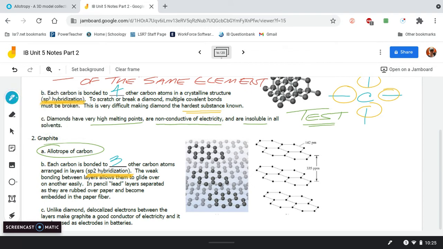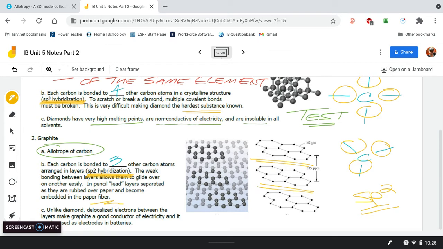If we draw out 3 of them, we can see that hybridization. If I do 1, 2, 3, and they're all connected to carbons, then there's 1, 2, 3. That's only going to be the sp2 hybrid. And then this concept of the layers that you can rub off with just a little bit of force when you're writing on a piece of paper, the carbon embeds itself in the paper fiber. So that's the difference, 1 attachment.